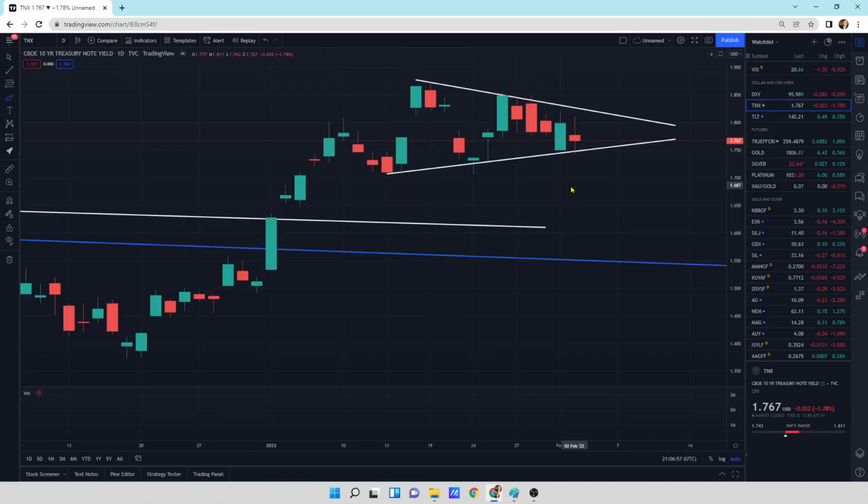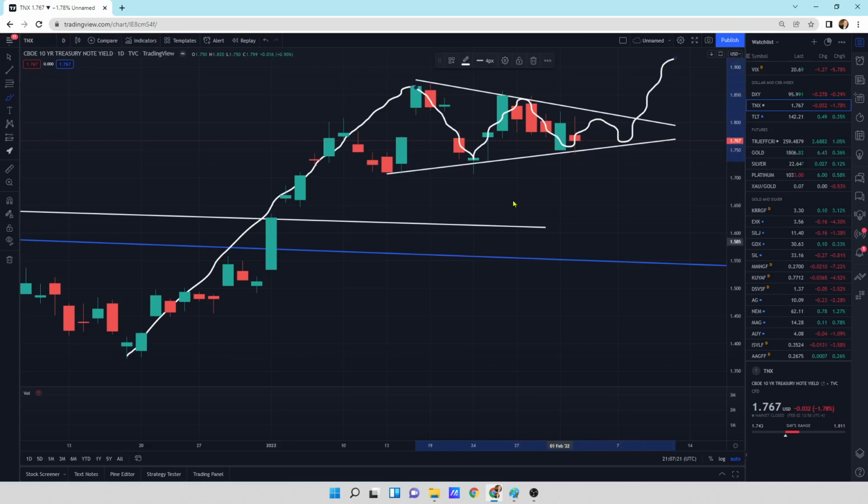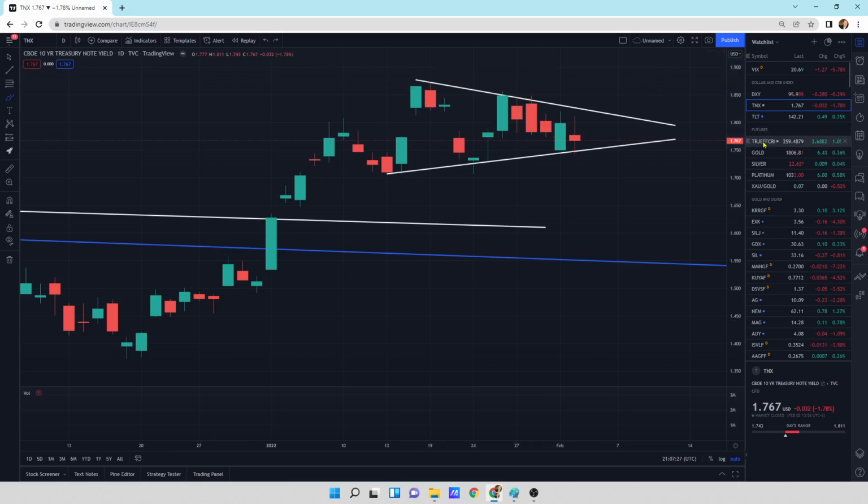The 10-year yield, I drew this a while back. I just put a pennant formation. We are still coiling up. Maybe we've got a little bit more to go before breaking out to the, I'm guessing, the upside. Usually what happens is you enter it like this, and then we break to the upside. It's a continuation pattern, usually, statistically speaking.